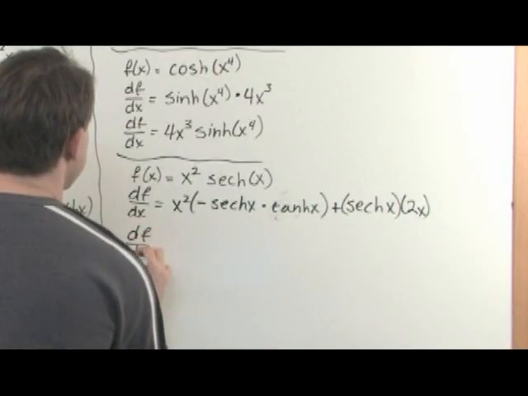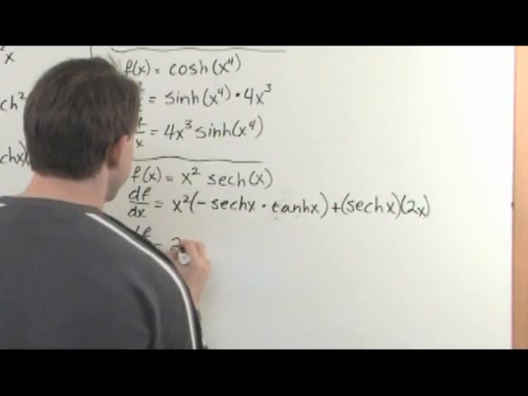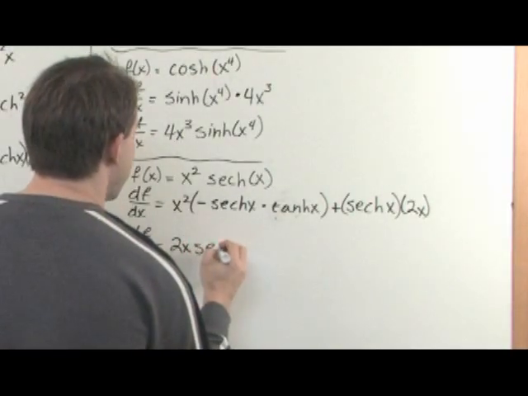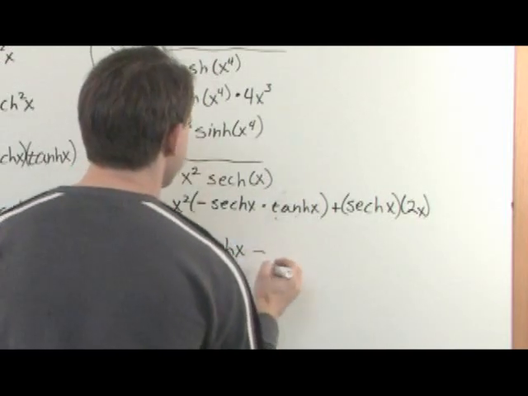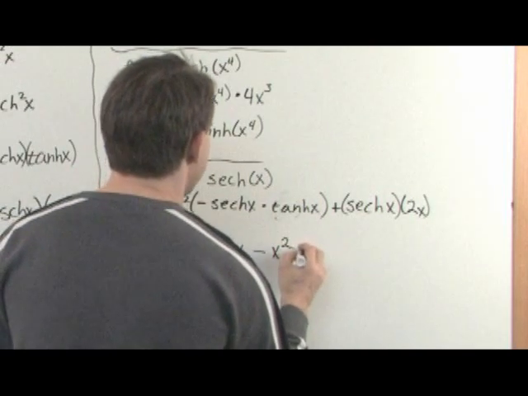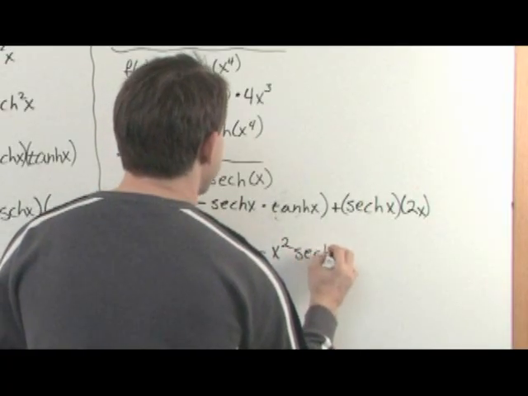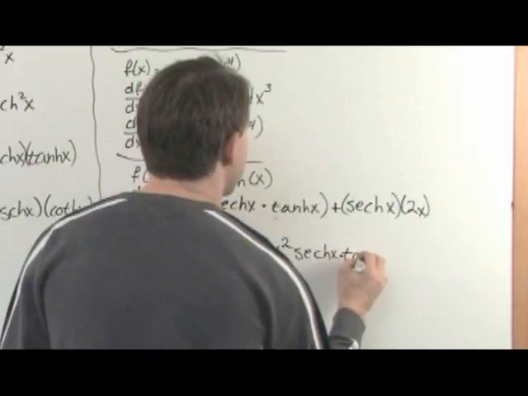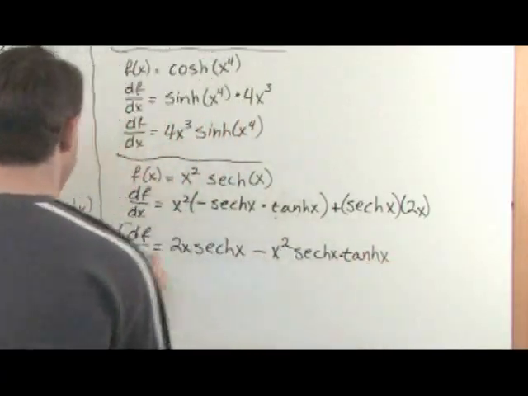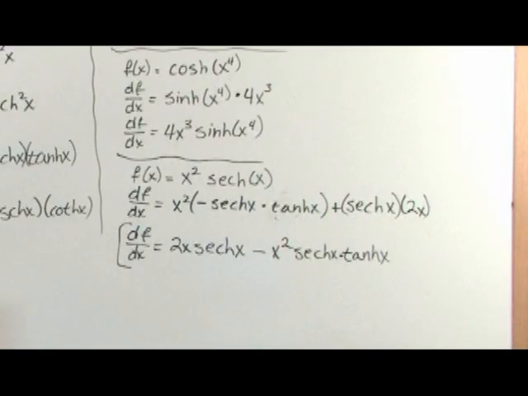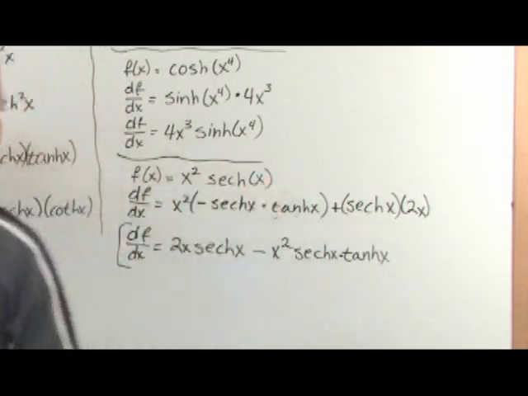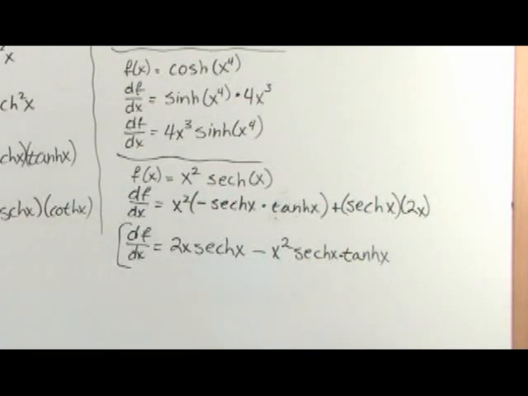So df dx is just going to be 2x times the hyperbolic secant of x minus x squared times the hyperbolic secant of x times hyperbolic tangent of x. So that would be the answer: 2x times hyperbolic secant of x minus x squared hyperbolic secant of x times hyperbolic tangent of x. So you see it's very methodical. You're using the same chain rule and the same multiplication rules and everything else of doing your derivative. It's just that now you know a new function and how to take the derivative of it, and you just apply it the same way as you've always been doing.